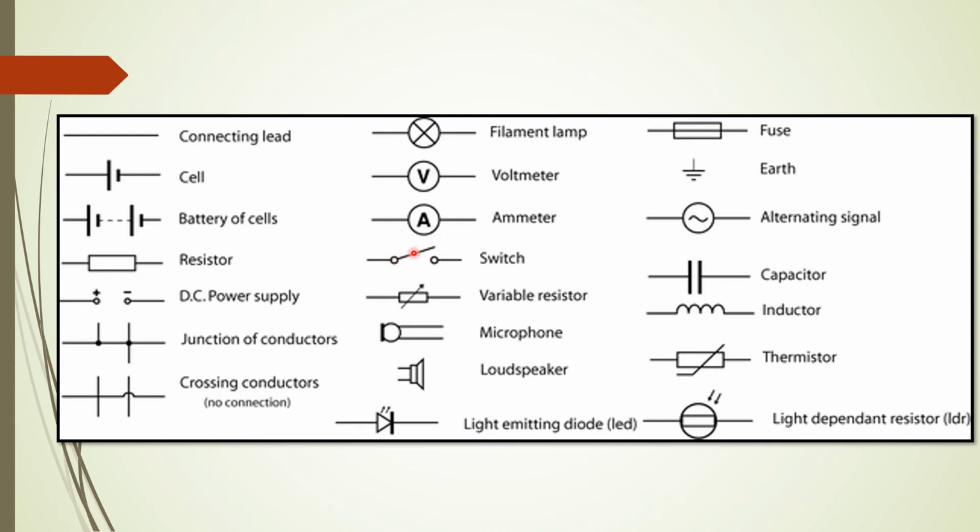Whether it is open. Now it is open. If you close this in a single line, this is the closed switch. Now it is the open switch. It is a variable resistor. We can vary the resistor by rotating the knob.